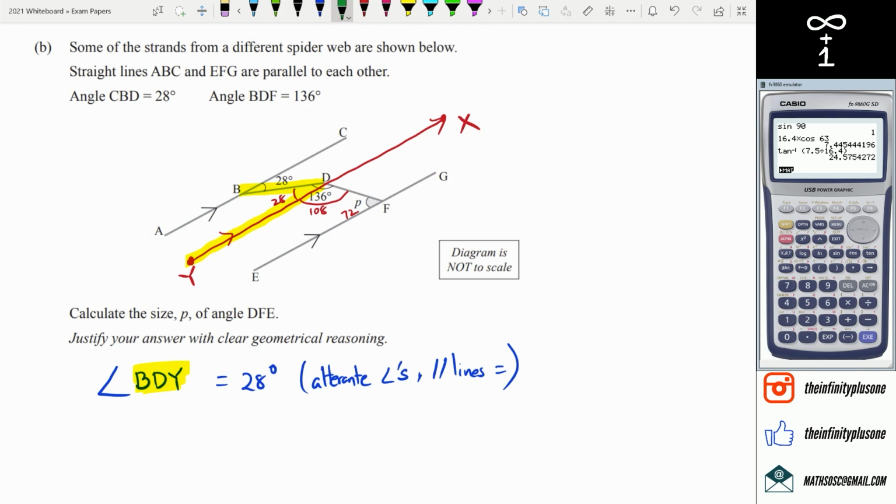The next step is I'm going to work on angle FDY. So FDY is going to be this color here. We can say angle FDY is equal to angle FDB minus angle BDY. So that's equal to 136 take away, FDB is 136, take away BDY, which is 28.